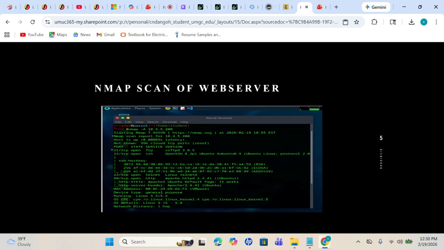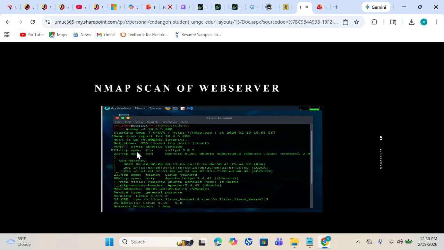So let's start. I started by scanning the web server with an Nmap scan. You can see the Nmap scan over here, and I scanned the Ubuntu server 10.4.5.200, and you can see a lot of amazing information.